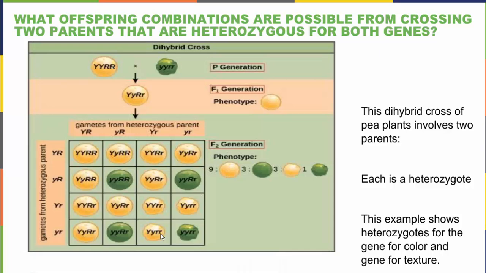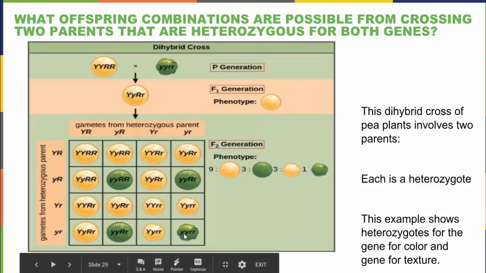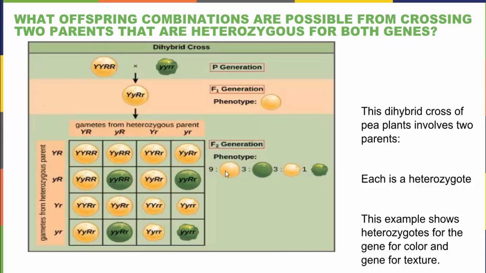Okay, then we have this one on the bottom here, little y, little r, little r. We can see that that one is both green and it's wrinkled. And if we actually count up the different categories here, we see that 9 of them are going to be yellow and round. 3 of them are green and round. 3 of them are yellow and wrinkled, and only 1 is going to be green and wrinkled.